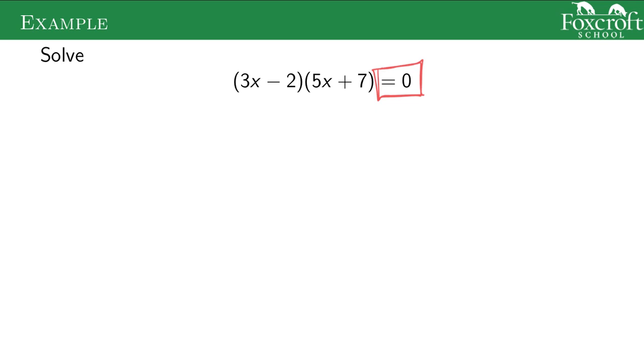The only way these two things can give 0 is, one possibility, one of the things I'm multiplying by, in this case 3x minus 2, could be 0. If that happens, it doesn't matter what the other thing is, because 0 times anything is 0. The other possibility is this term, 5x plus 7, could be 0. And if that happens, it doesn't matter what the other thing is, because anything times 0 is 0. So these are the two possibilities for the solution to this equation.